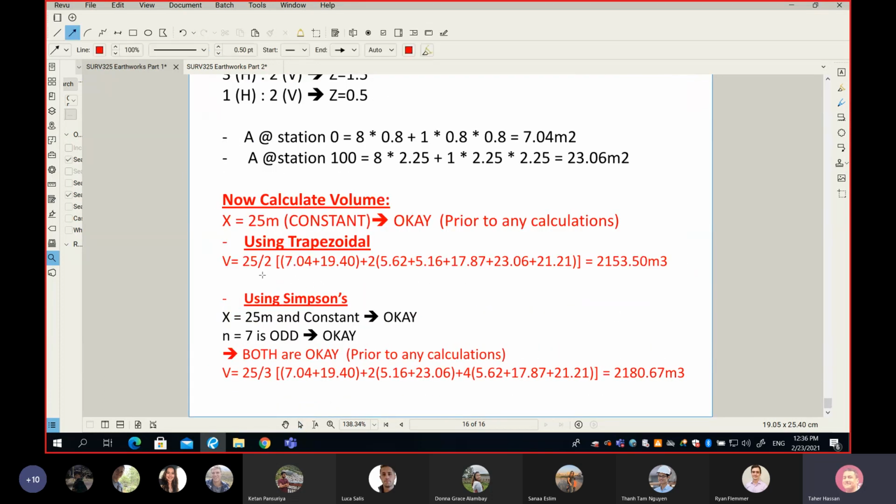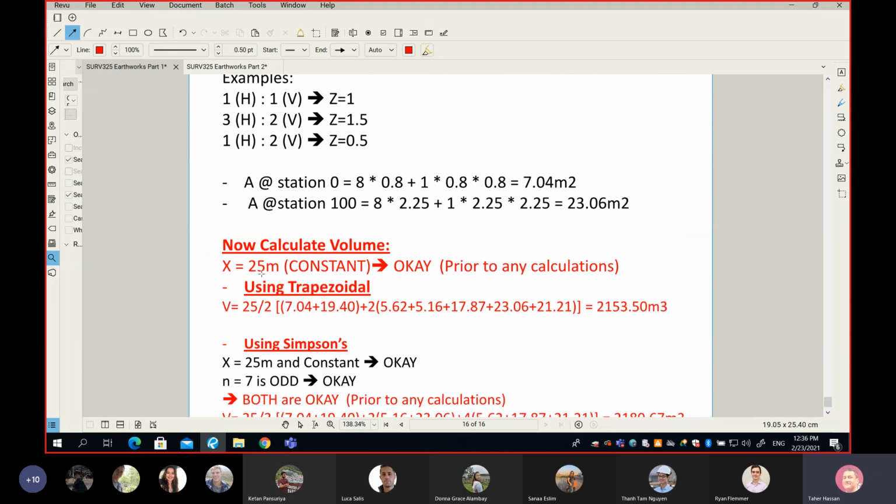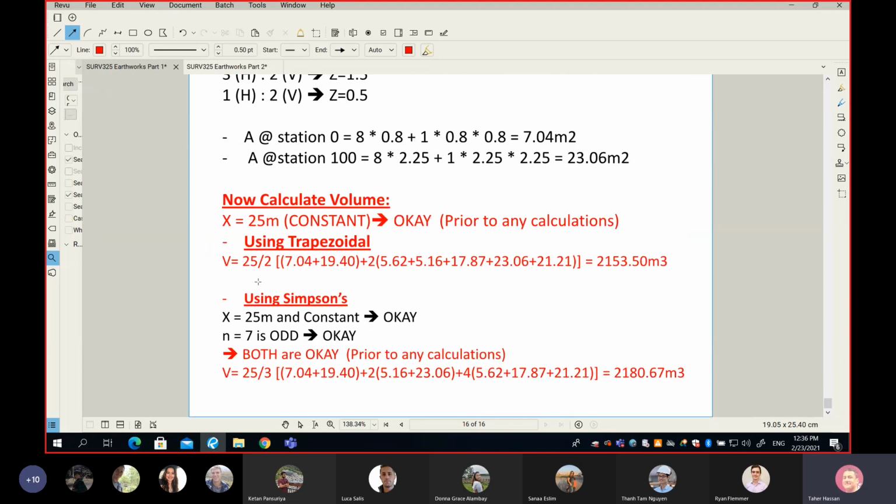I think it should be here. Look at this, please. Look at my screen. So after we found all the cross-section areas, we apply the trapezoidal method.